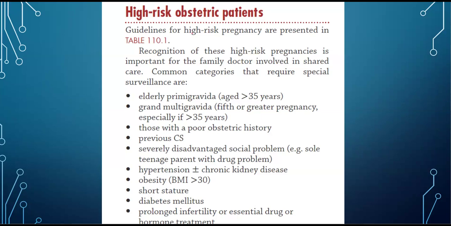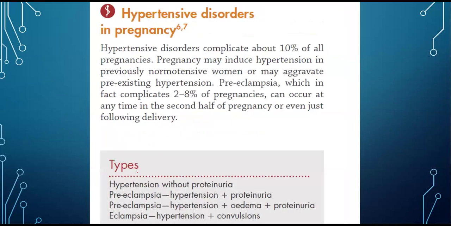So what are the high-risk pregnancy cases? Definitely an elderly primigravida, meaning the first pregnancy in a patient who is above 35. Grand multigravida, so if someone has had 5 or more pregnancies, that's grand multigravida. Prior poor obstetric history, someone who had complicated labor, is always high risk. Previous C-section, hypertension, obesity, short stature, diabetes. All of these are high-risk pregnancy patients.